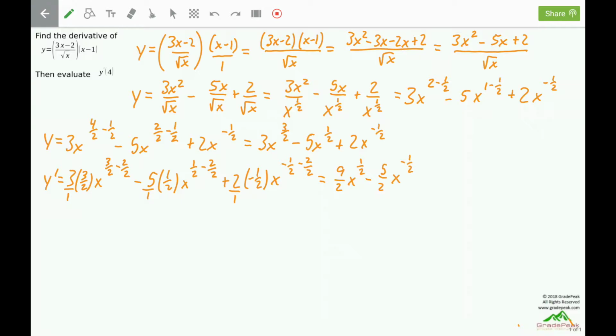And then we have a 2 over 1 times a negative 1 over 2. 2 times negative 1 is negative 2. 1 times 2 is 2. Negative 2 over 2, or just negative 1. And then x to the negative 1 half minus 2 halves, minus 1 minus 2 is minus 3 halves.